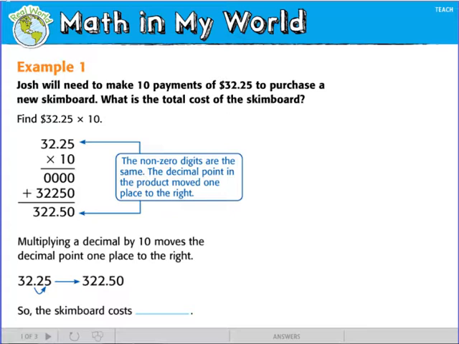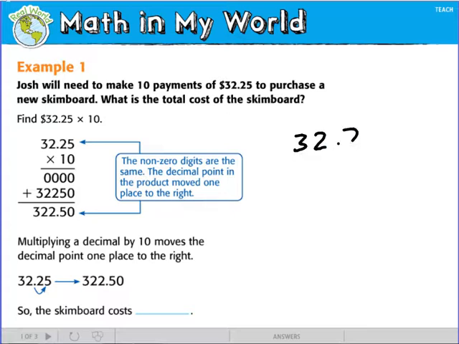Alright, so here's your examples. It says Josh will need to make 10 payments of $32.25 to purchase a new skimboard. What is the total payment of the skimboard? Well, how many places am I going to move the decimal if I multiply by 10? How many? 1. So what's it actually going to cost?